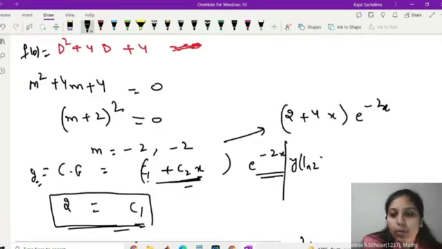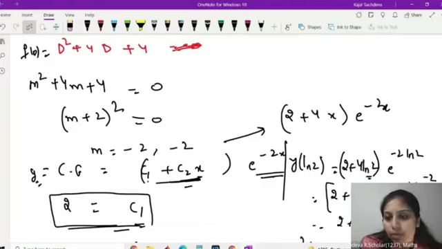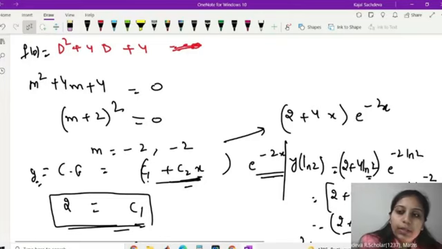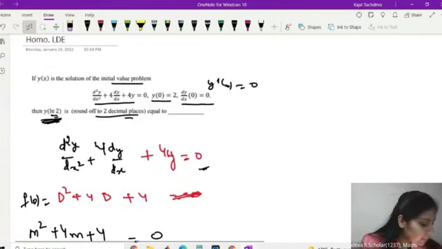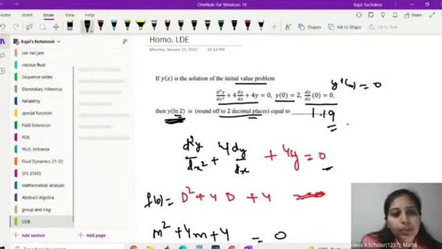So y of log 2 is equal to (2 plus 4 log 2) into e raised to power minus 2 log 2. You can find the log 2 value by calculator, and then this can be written as e raised to log 2 power minus 2. E and log cancel out, so we get (2 plus 4 log 2) divided by 2 square, that is 4. So this will be your required answer. When we find the log 2 value and put it here, the answer will be equal to 1.19. You can calculate it very easily. So this is also a numerical answer type question.